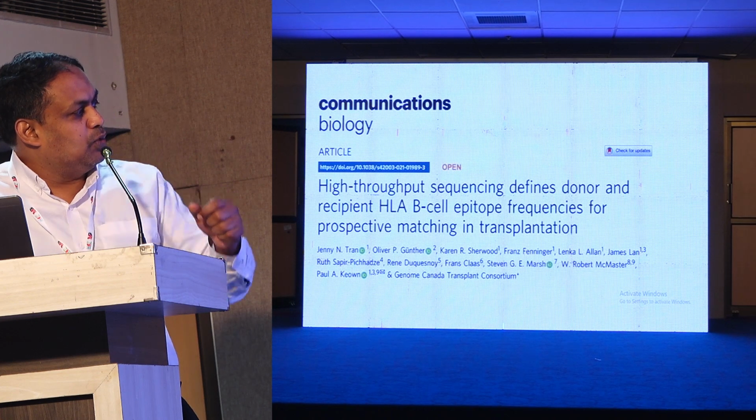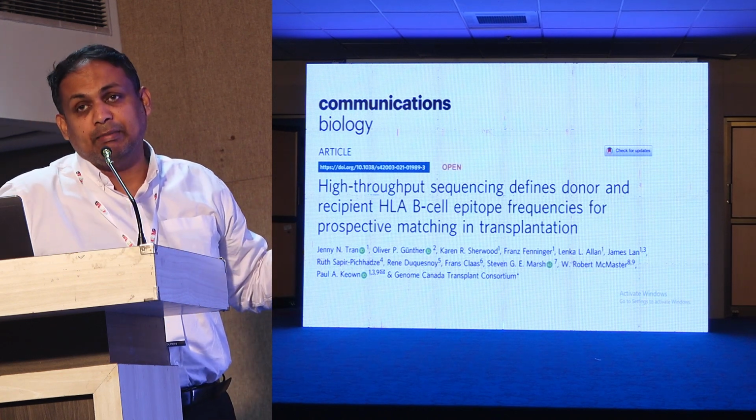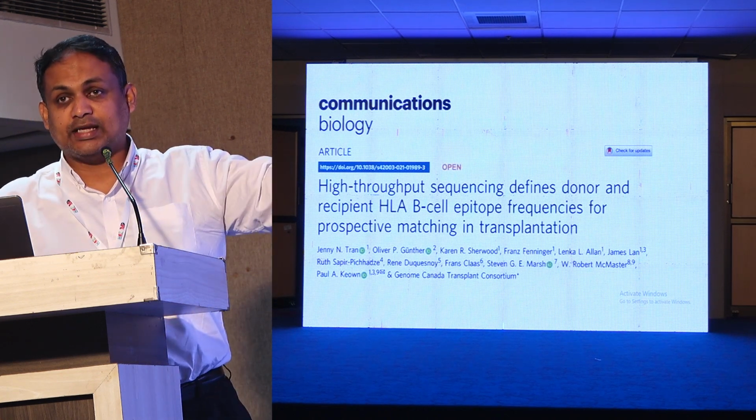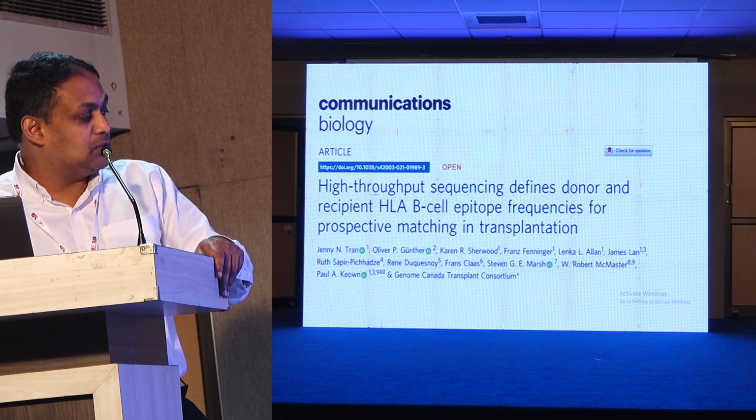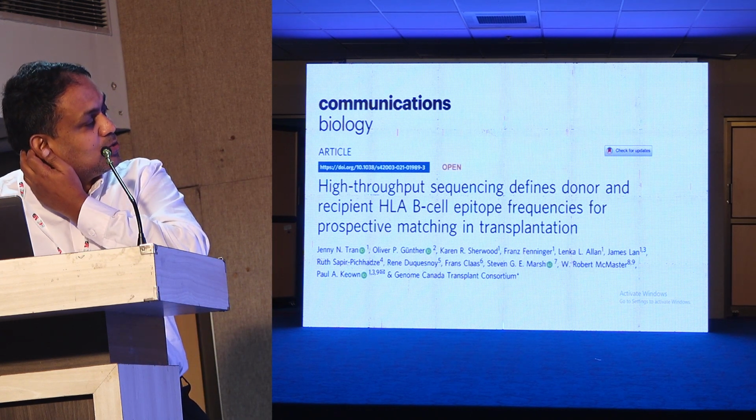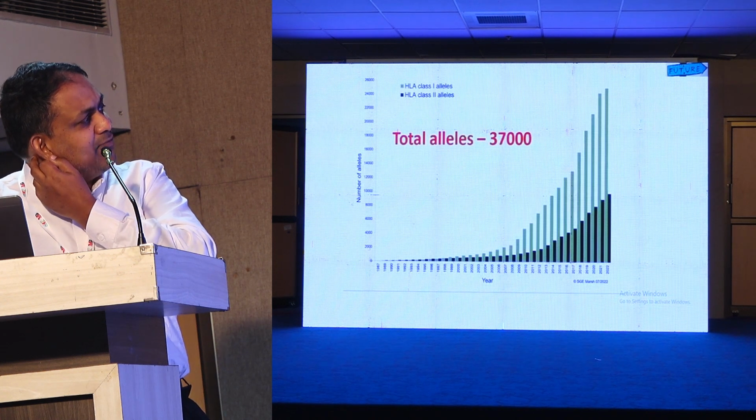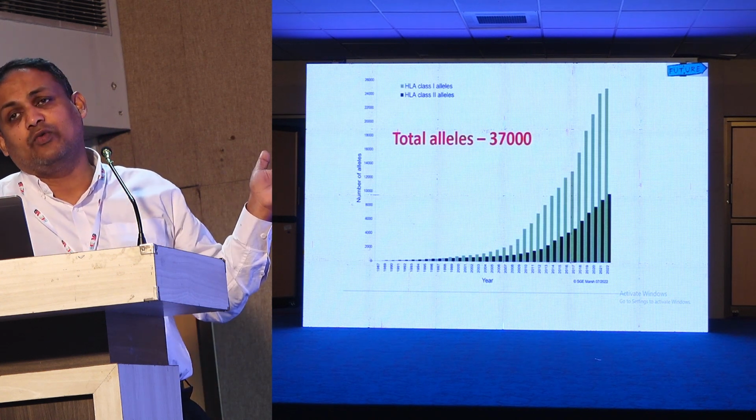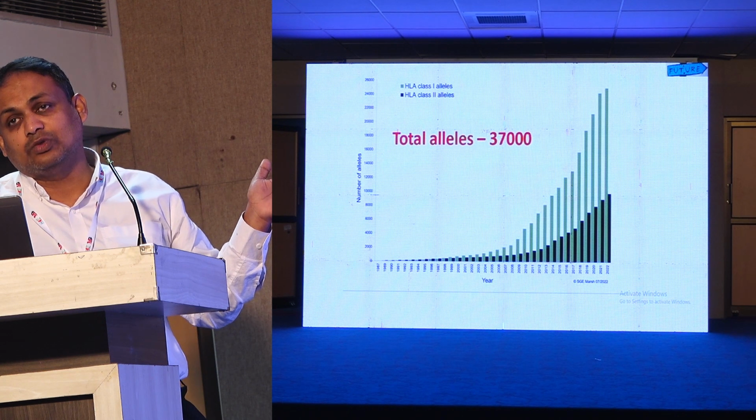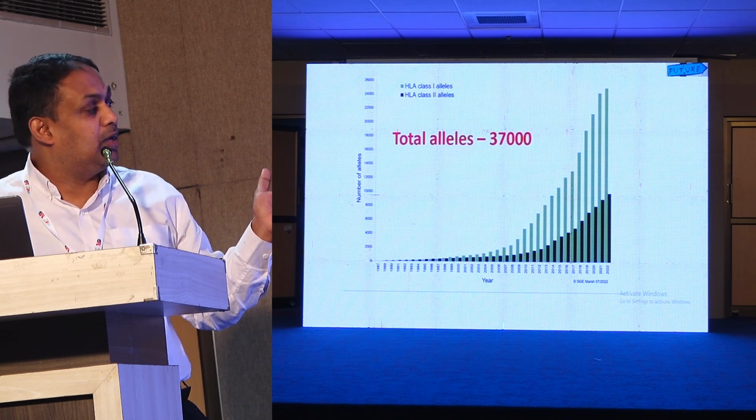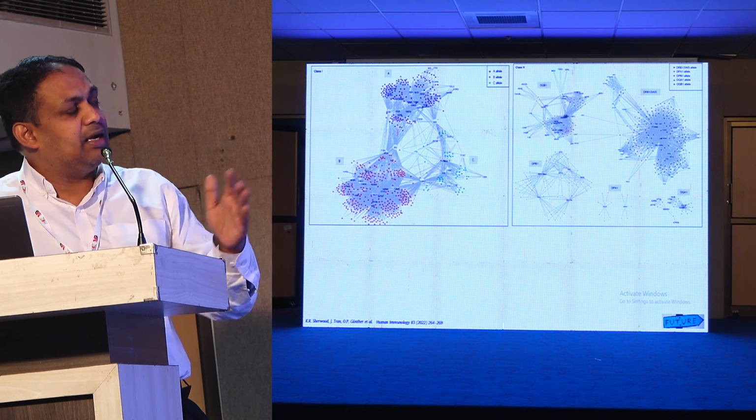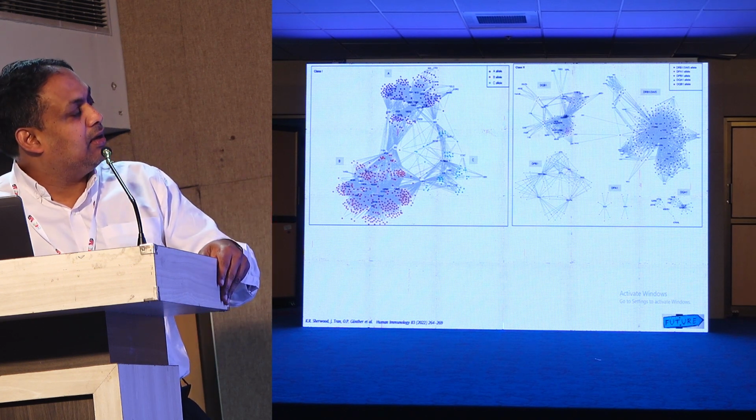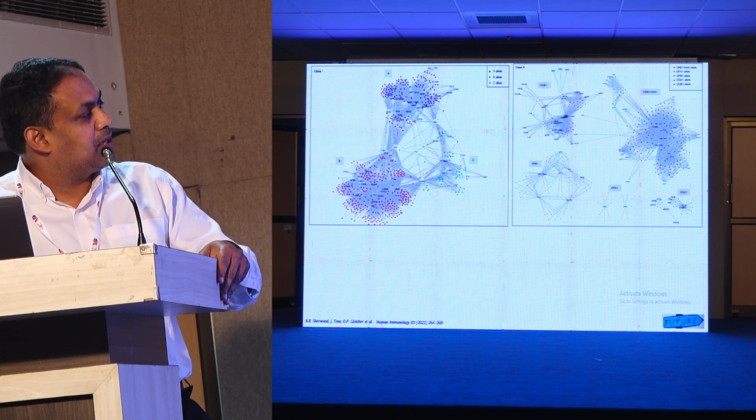Now coming to the future, the only country that has forged ahead with epitope matching is Canada, and it is only because the Genome Canada Transplant Consortium has taken the lead. This is the current scenario: we have more than 37,000 alleles right now, and it's still counting. Canada is a multi-ethnic, multiracial community.